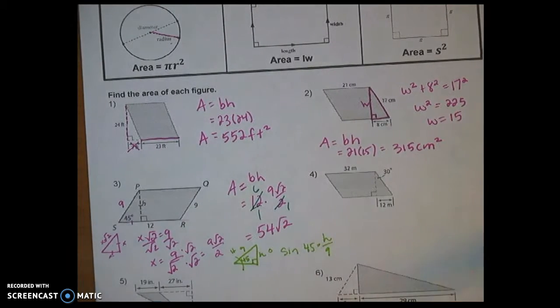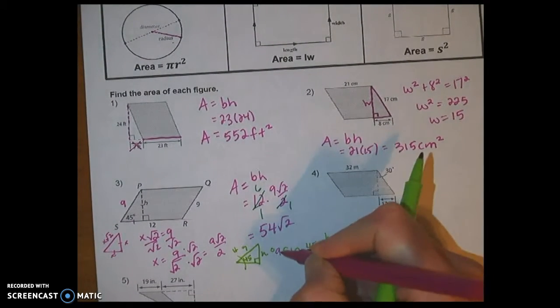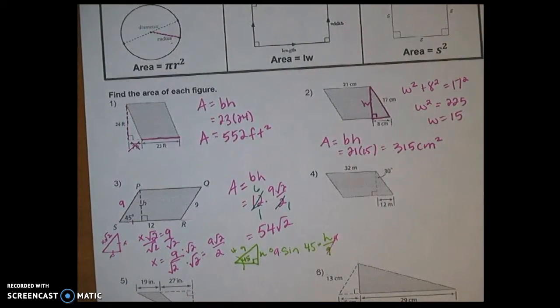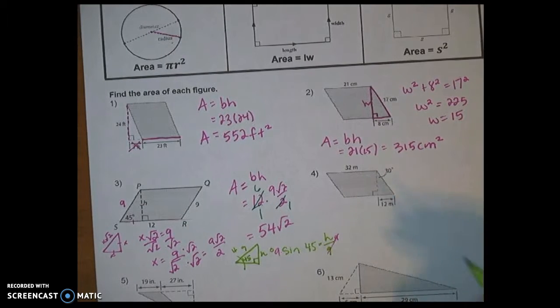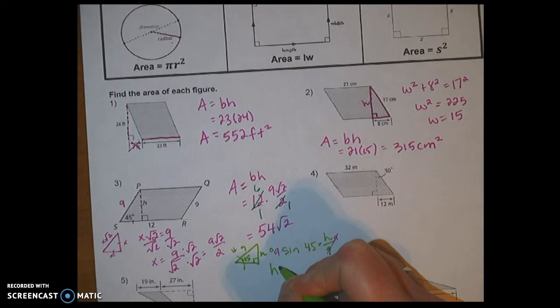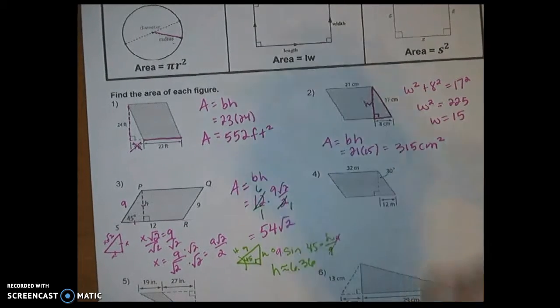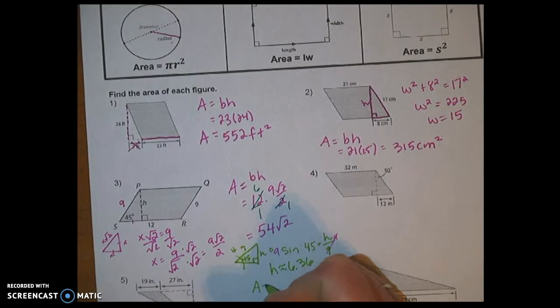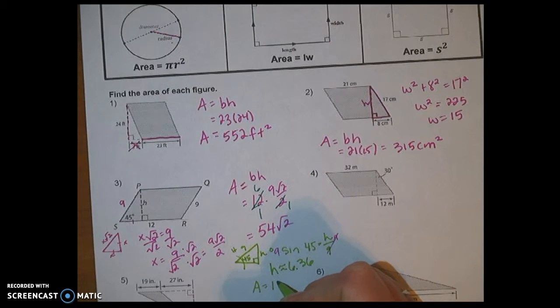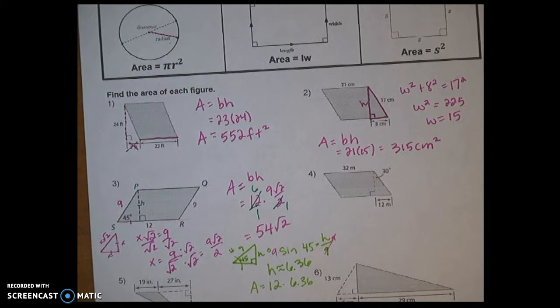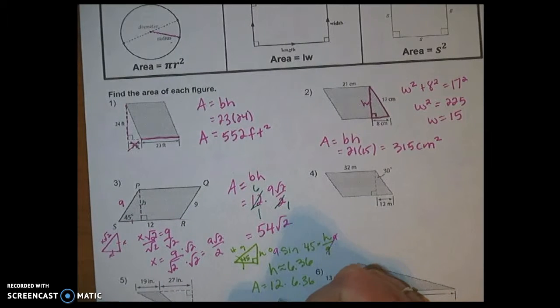And when I multiply to solve, because I would multiply both sides by 9, again, you've got to have a good knowledge of what we learned in the last chapter here. So in this case, h is approximately 6.36, and then you would go through and say, okay, well, the area is the base, which is still 12, times the height, which is 6.36. 12 times that 6.36 gives us an area of 76.32.